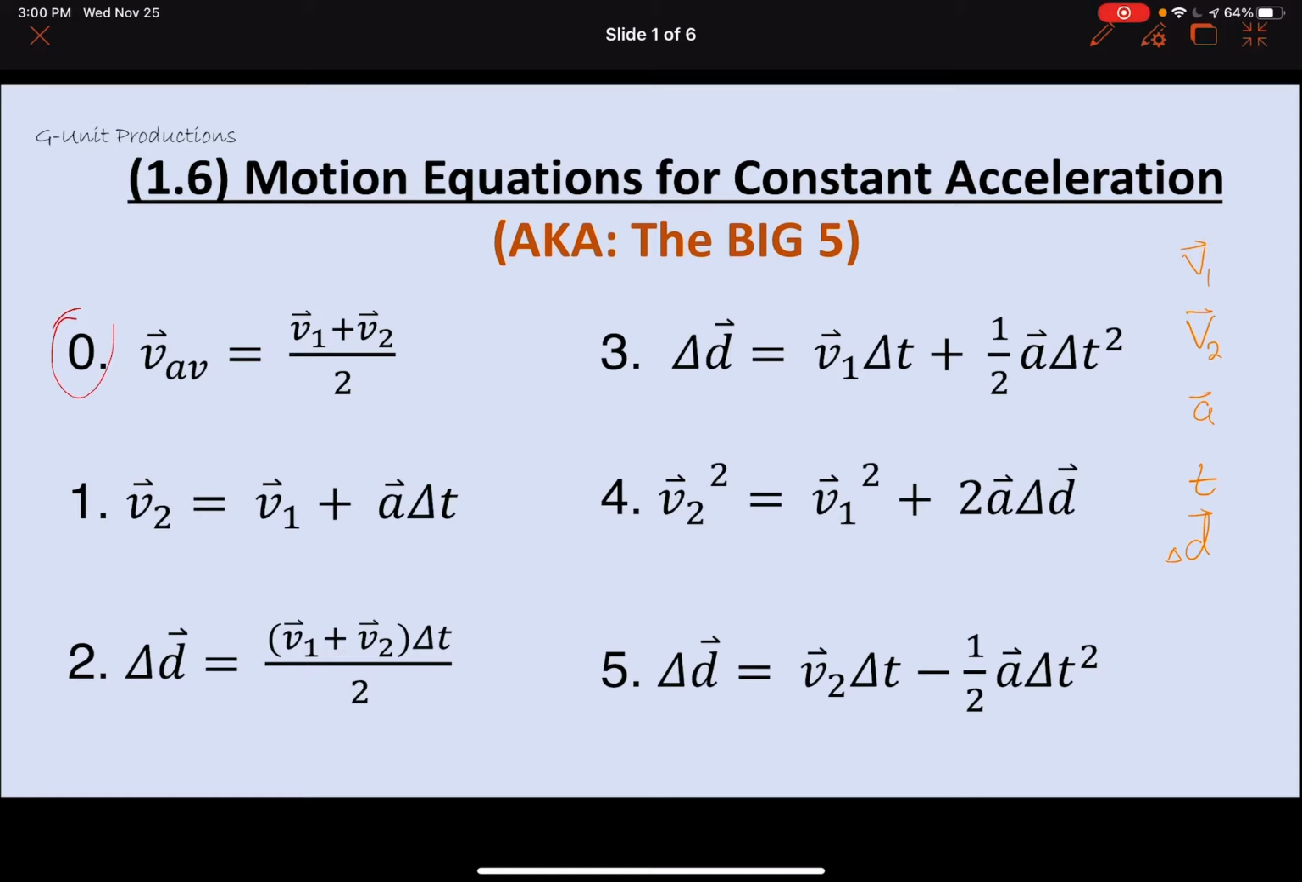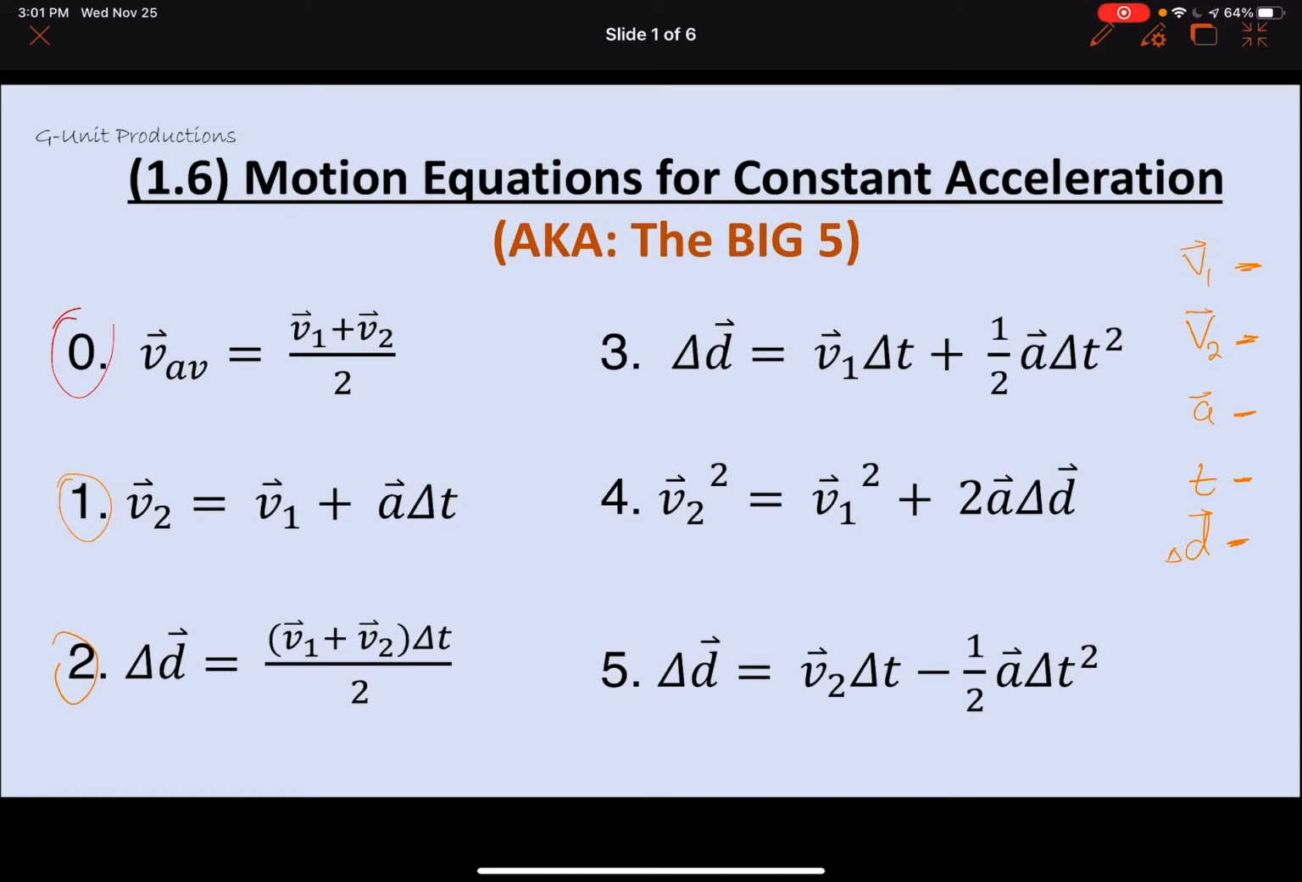These five equations all eliminate one of these variables. So if you look at equation number 1 over here, it has no D in it. So we've come up with an equation that eliminates D. Number 2 has D, but you'll notice it has no A. Number 3 has no V2. Number 4 has no time. Number 5 has no V1. So every one of the equations has eliminated one of those five variables.